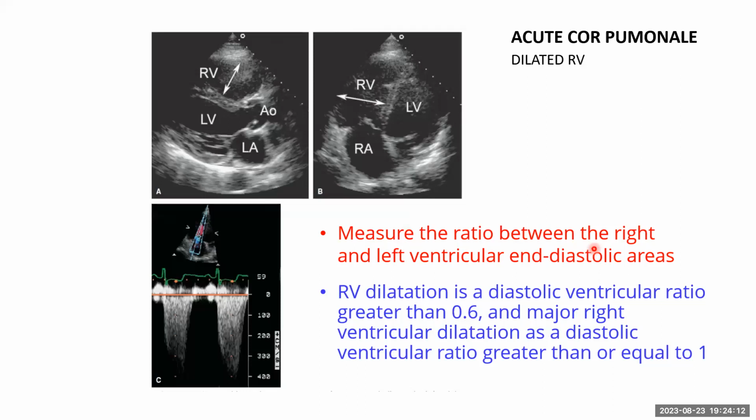Measure the ratio between the right and left ventricular end diastolic areas. RV dilatation is an end diastolic ventricular ratio greater than 0.6, and major right ventricular dilatation is an end diastolic ratio greater than 1. So that is how you actually go about seeing RV dilatation on echo.